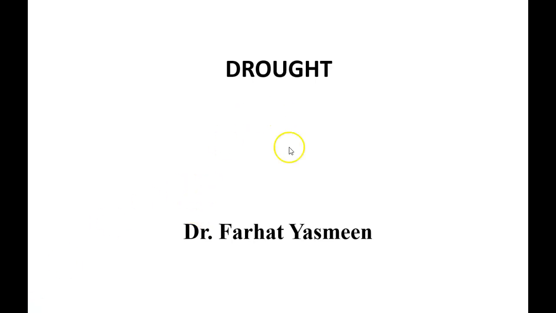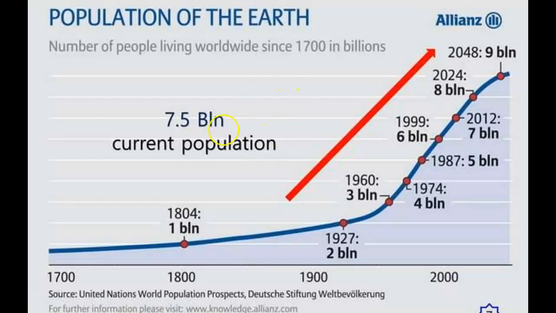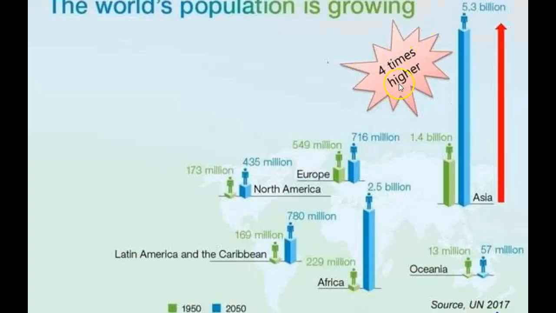Dear students, today we'll discuss drought and plant stress physiology. As you know, the population on earth is continuously increasing. In 2024, according to one survey, the population is 8 billion, and it is estimated that in 2048 it will be around 9 billion.